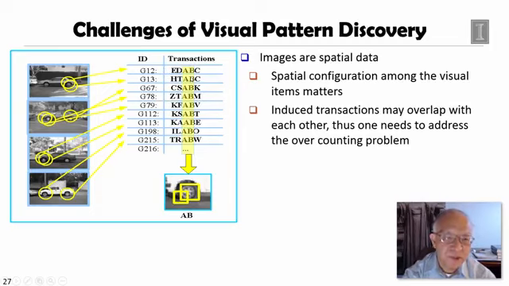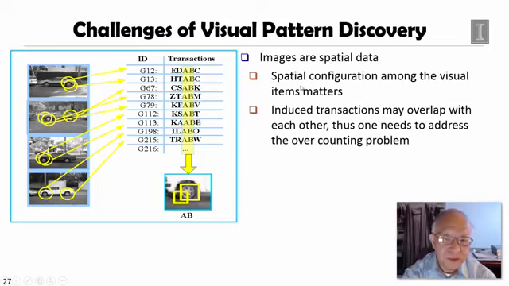But if you do frequent pattern mining, you may find that among those images you can get AB as a frequent itemset, and this AB actually represents something related to the wheels of the car. So that's the reason frequent pattern mining can help identify certain unique features in different images.